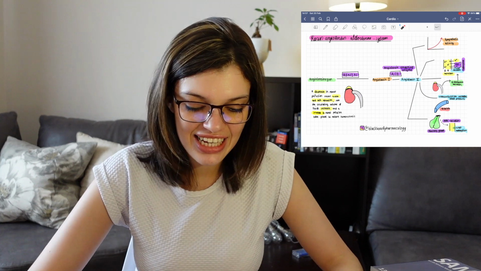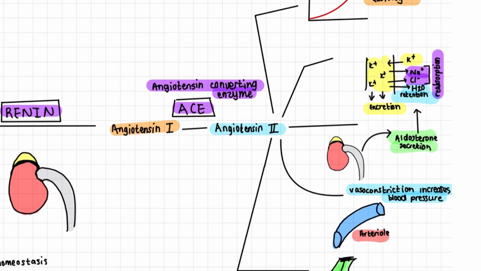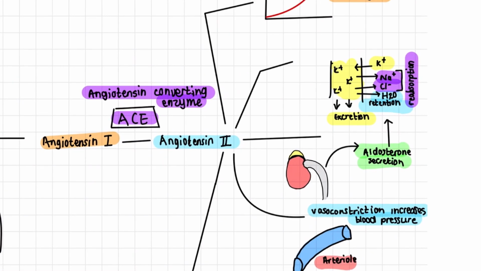Okay, now let's look at the first way. Angiotensin is going to cause an increase in sympathetic activity. Then it's also going to cause an increase in the reabsorption of sodium, chloride and water, and an increase in the excretion of potassium. Thirdly, angiotensin is going to cause aldosterone secretion, which is going to do the same as we discussed above. It's going to cause electrolytes to move around in order to increase the blood pressure.